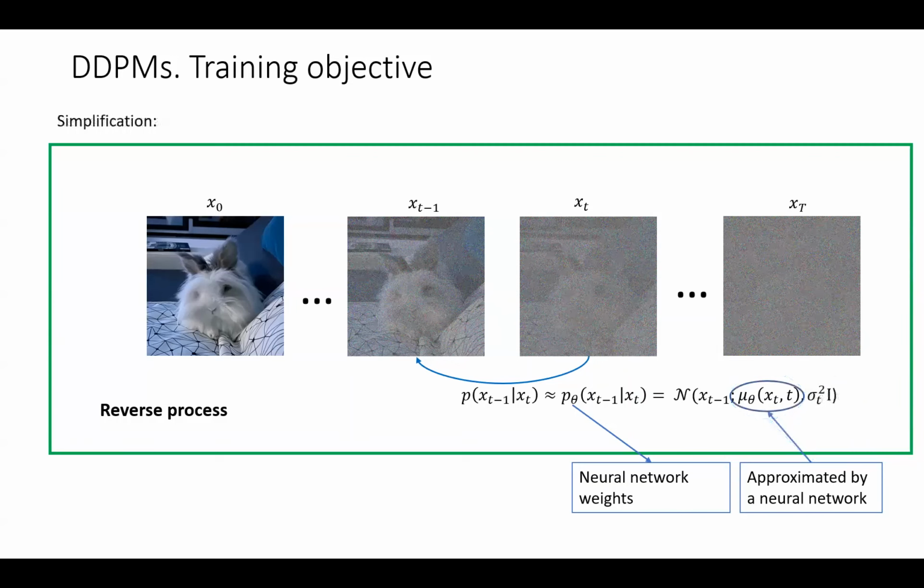Dr. Shah, are the mean and variance represented by separate neural networks, or is it one neural network representing both? Good question, we'll talk about that. Just wait. Right now one network can estimate both, but we'll talk about it.